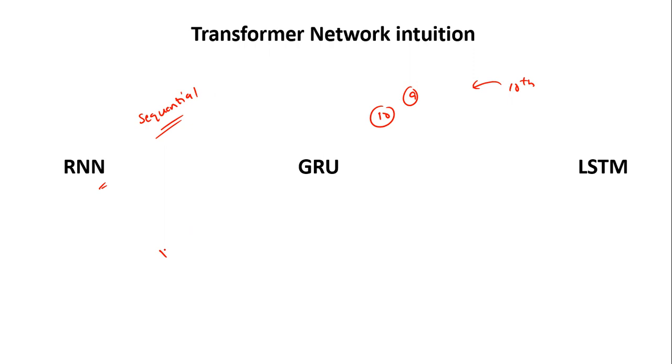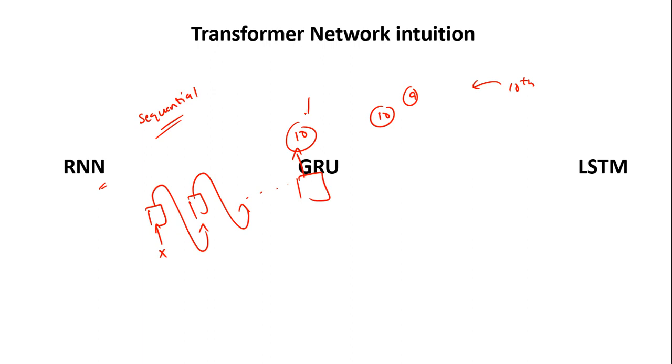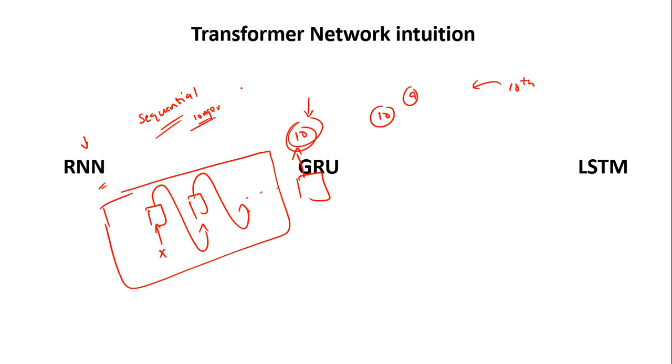Suppose you are giving X. It goes through the RNN cell, it will predict the next output and it goes sequentially. And if you are interested only in the 10th output, you need to compute these things prior to this. So this is the main disadvantage of RNN. The other disadvantage is it takes longer time and it acts as a bottleneck.